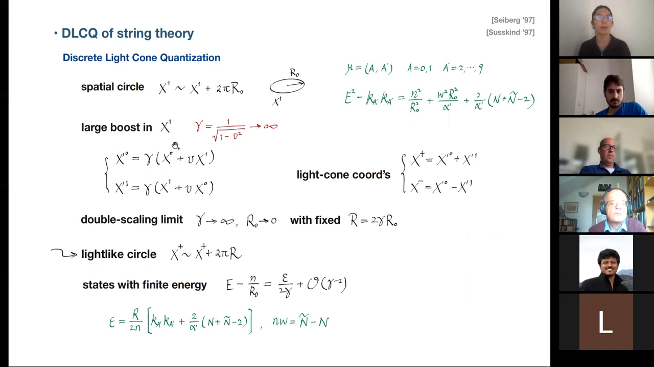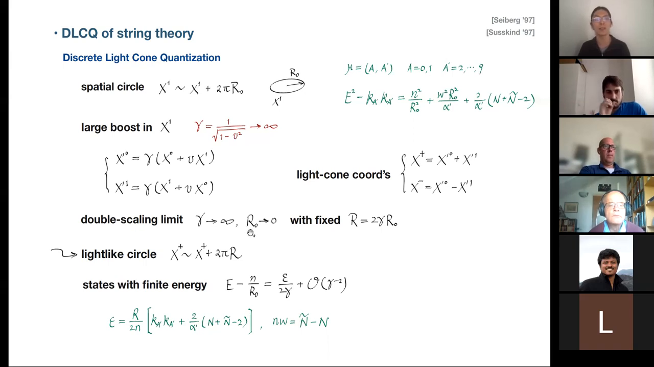So what do we mean by this large boost is that we send the speed of all strings to the speed of light. That says we want to send v to 1, which means gamma goes to infinity. But then if you look at the standard Lorentz boost, it seems that it's completely singular. However, if you take the trick and describe the physics in these light-cone coordinates, it turns out that we can define this so-called double scaling limit.